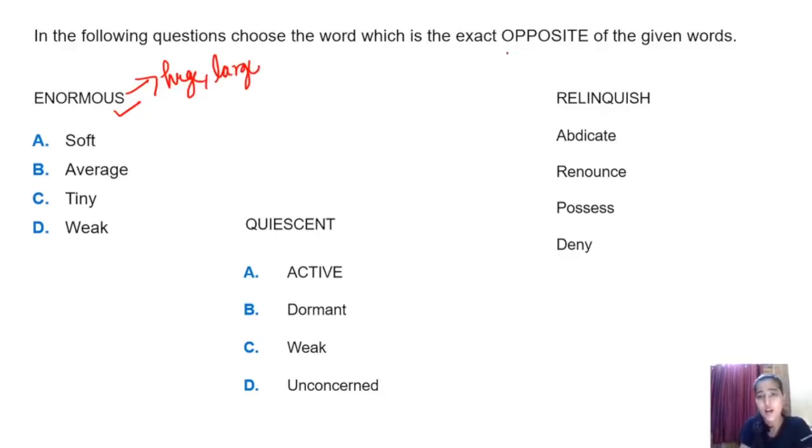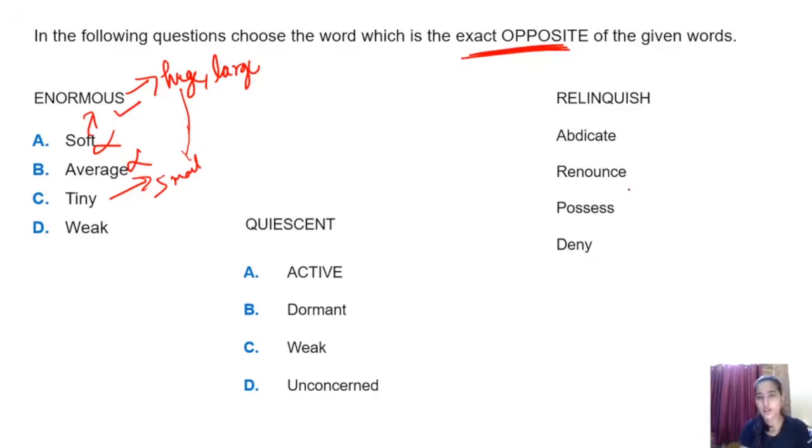As of now, they are asking about the opposite, basically the antonym. Soft is nowhere related with enormous. Average is also not it. Tiny means something which is small, right? So you can see, what is the opposite of huge or large? Obviously that is tiny. So tiny will be the correct answer for this one.